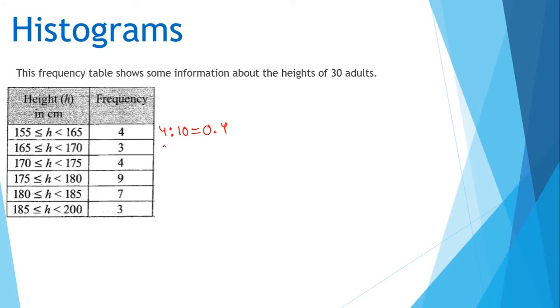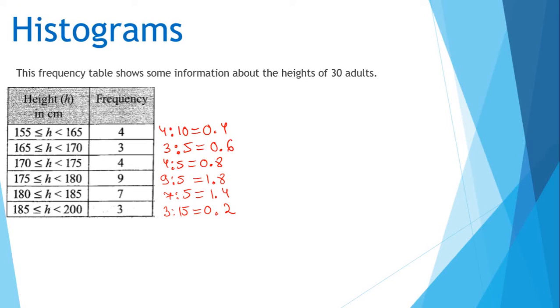Then here 3 divided by 5, which equals 0.6. 4 divided by 5 equals 0.8. 9 divided by 5 equals 1.8. 7 divided by 5 equals 1.4. And 3 divided by 15 equals 0.2.